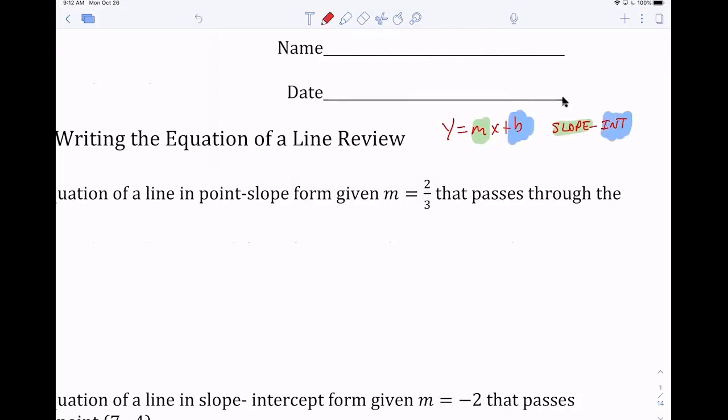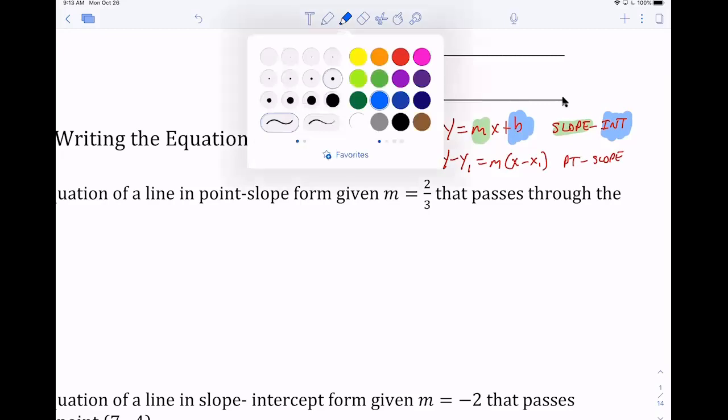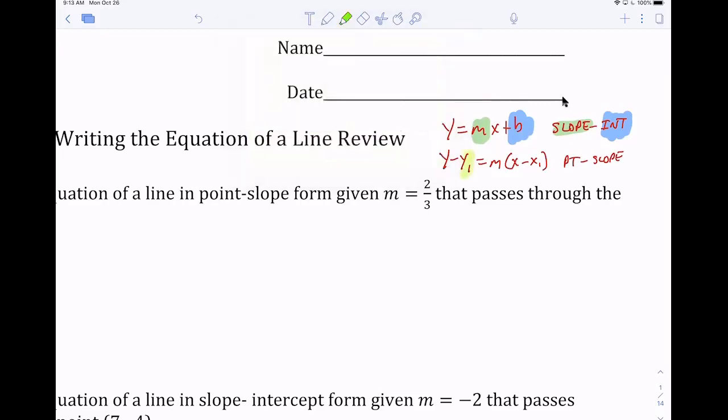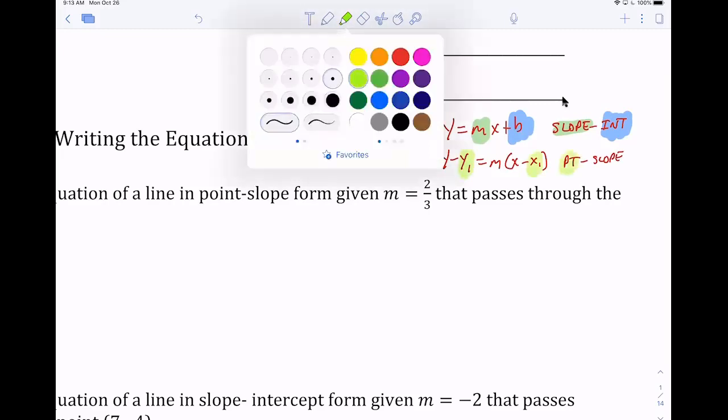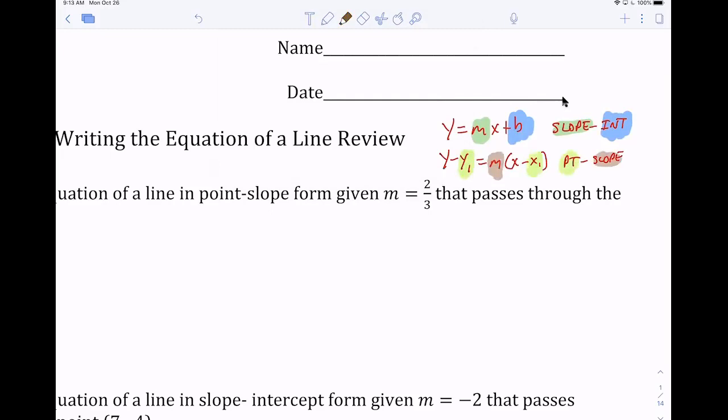The next one is y minus y1 equals m times x minus x1. And of course, that is called point slope form because, again, it gives you a point and a what? Slope. Again, keep in mind that (x1, y1) is the point, and we would say that the slope is m. So those are the two forms that you're responsible for. Does anybody have any questions?